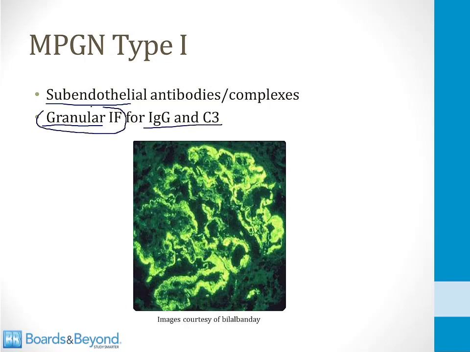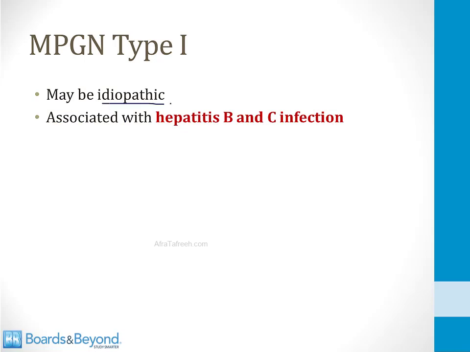Granular immunofluorescence staining is the type of result you get anytime you have a process that involves immune complex deposition in the glomeruli. MPGN type 1 can be idiopathic, however, it is also associated with a number of other conditions. Two of them that are high yield for you to know for Step 1 are that MPGN type 1 is associated with hepatitis B and hepatitis C infection.